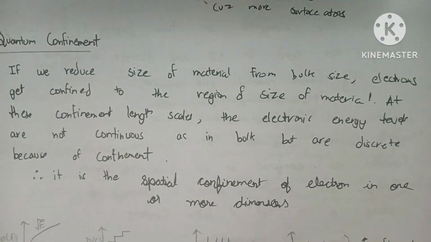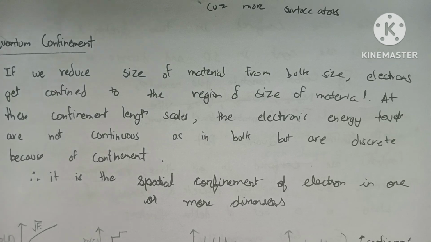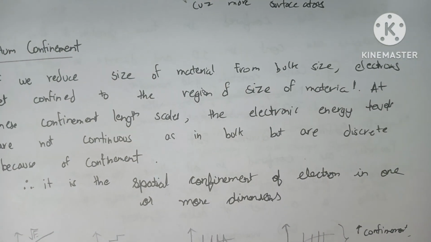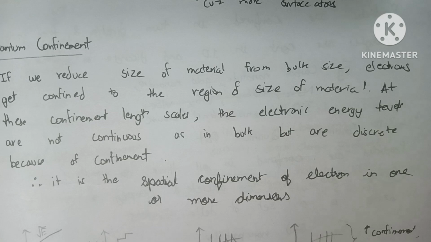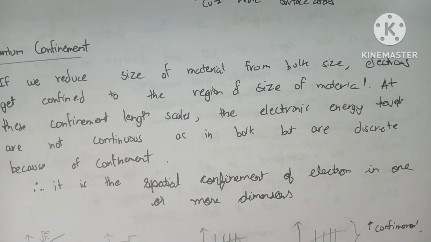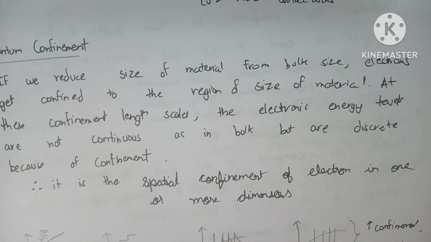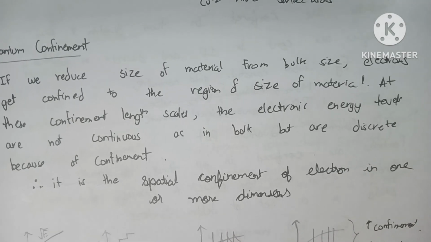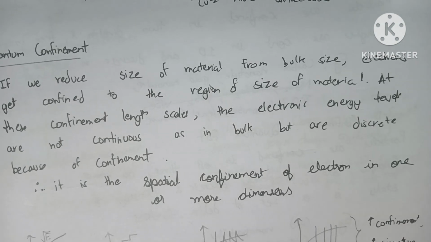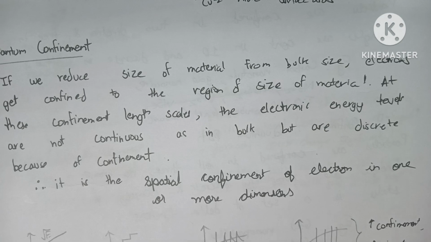Moving on to quantum confinement, if we reduce the size of the material from bulk size, electrons get confined to a region of the size of the material. At these confinement length scales, the electron energy levels are not continuous as in bulk, but are discrete because of confinement. Hence, quantum confinement is the spatial confinement of electron in one or more dimensions.